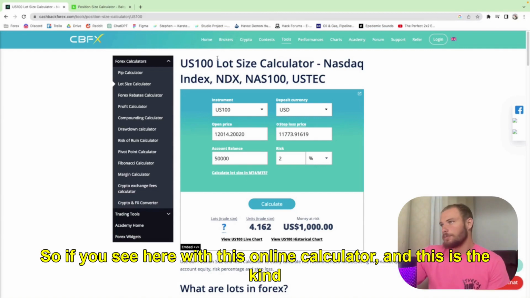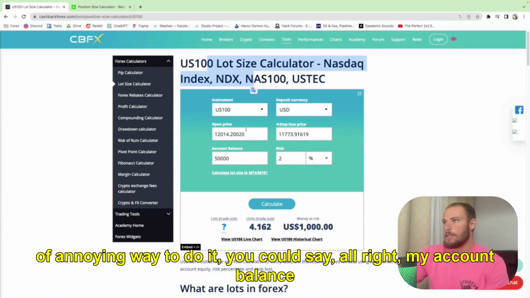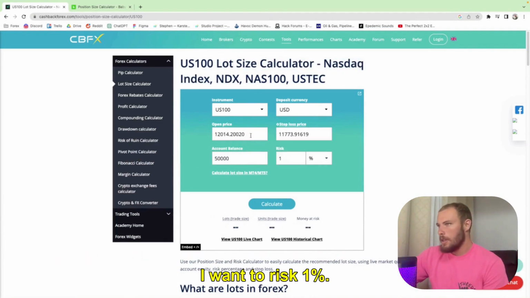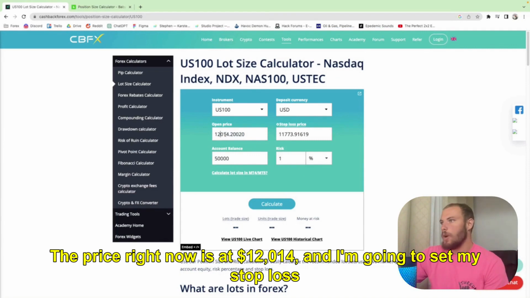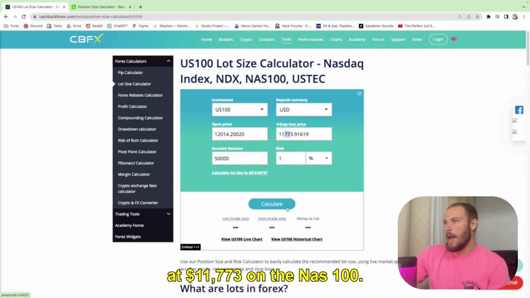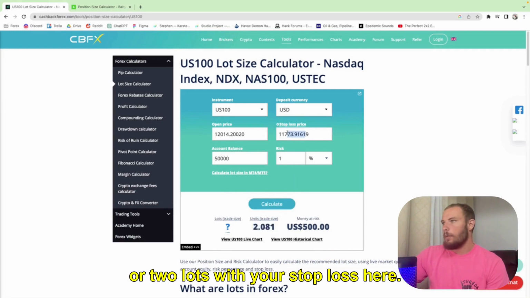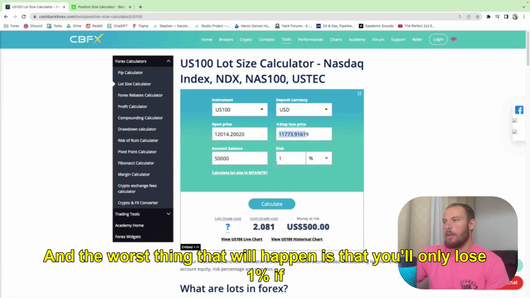So if you see here with this online calculator, and this is the kind of annoying way to do it, you could say, all right, my account balance is 50k. I want to risk 1%. The price right now is at $12,014, and I'm going to set my stop loss at $11,773 on the NAS 100. It's going to tell you that you can risk 2 units or 2 lots with your stop loss here. And the worst thing that'll happen is that you'll only lose 1%.